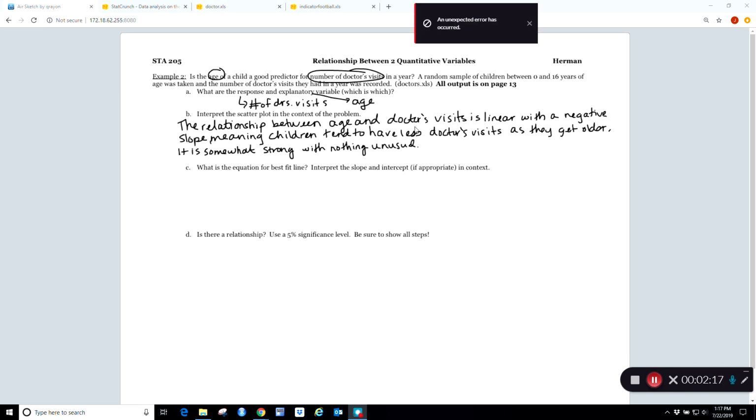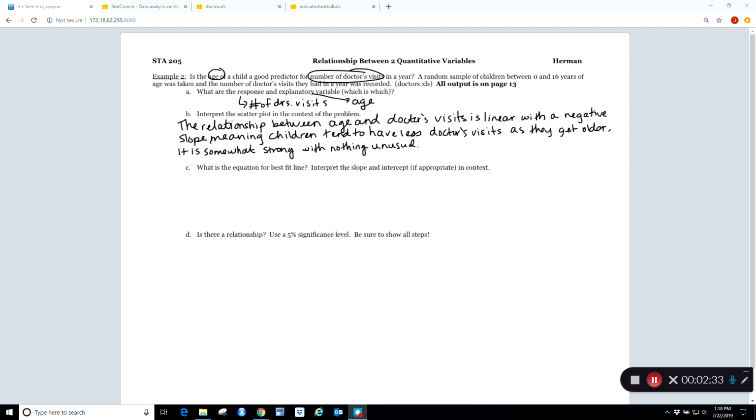So then here's that interpretation of mine. Our relationship between age and doctor's visits is linear. The negative slope means children tend to have less doctor's visits as they get older. It's a somewhat strong relationship with nothing unusual.